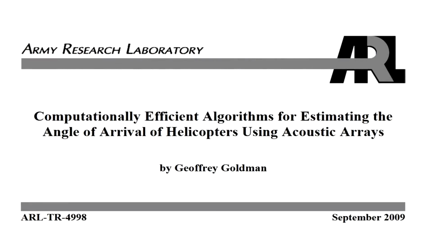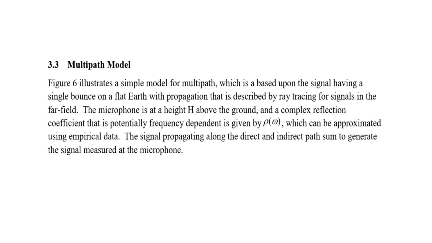28. A U.S. Army Research Laboratory paper released in 2009 titled Computationally Efficient Algorithms for Estimating the Angle of Arrival of Helicopters Using Acoustic Arrays, described using helicopter acoustic signatures as a means of long-range detection and tracking of helicopters. Page 17 says, "The model used was based upon the signal having a single bounce on a flat Earth with propagation that is described by ray tracing for signals in the far field."